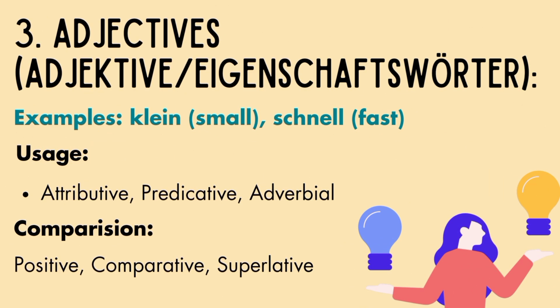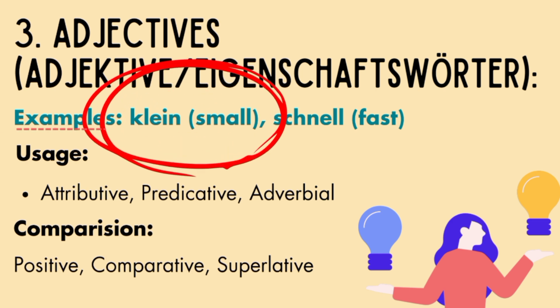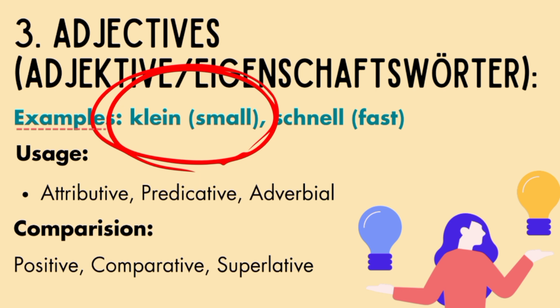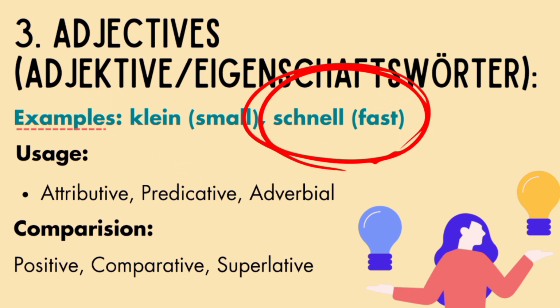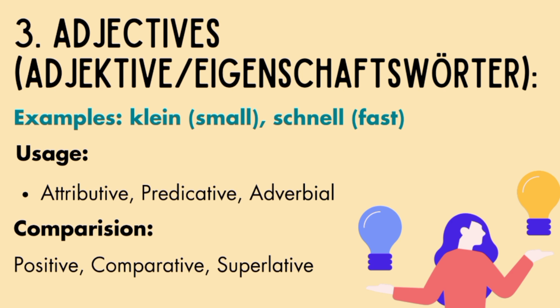Now let's discuss adjectives. Adjectives are the words that describe and modify nouns or verbs in more detail. Almost all adjectives are inflectable, and in particular they are declinable. Here we have 2 examples of adjectives. One is klein, which means small, and the other is schnell, which means fast. So both of them are adjectives, we already know.